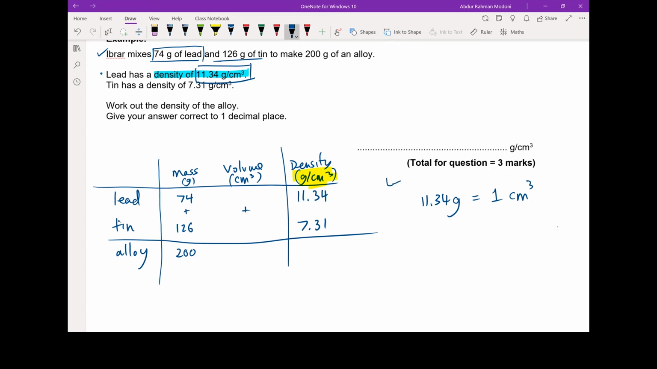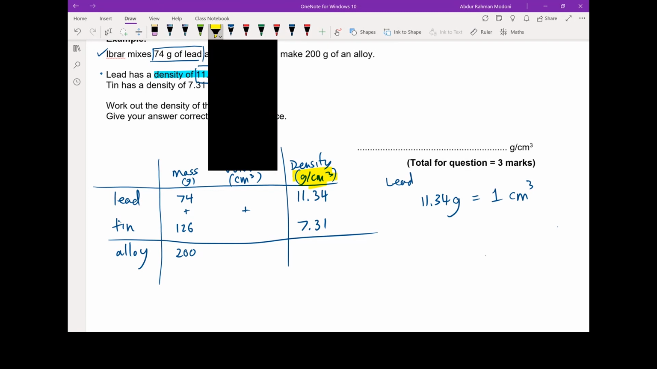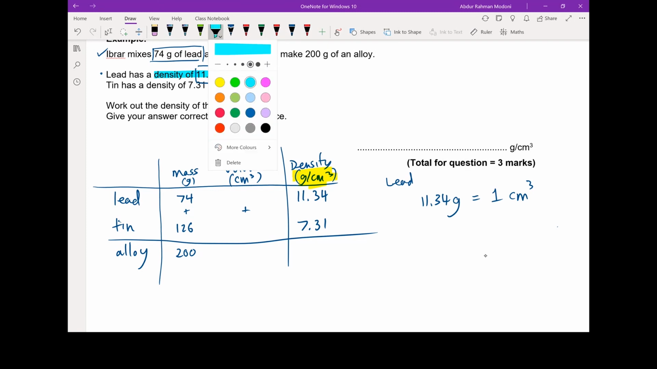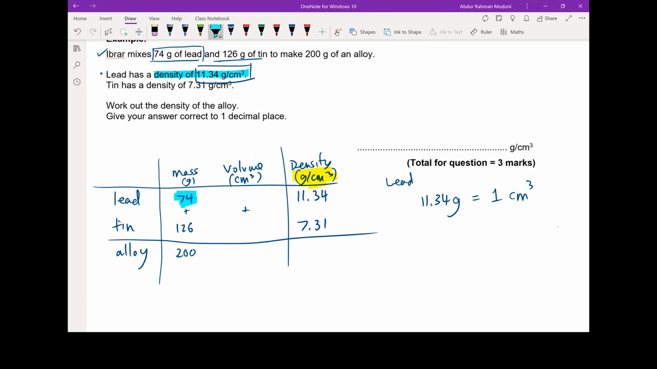Let's take a look at what we're working with. We're working with lead here. So for the lead, look at your information for lead. Can we see we've got lead being 74 grams here? So what we are going to do is write 74 grams here, and try and figure out how you go from that to that. So we keep the grams in the same units, same column.